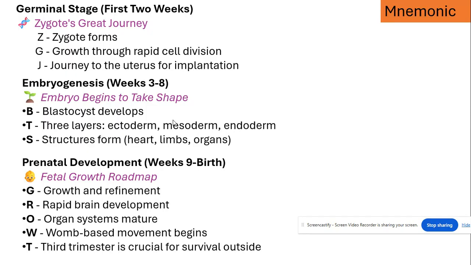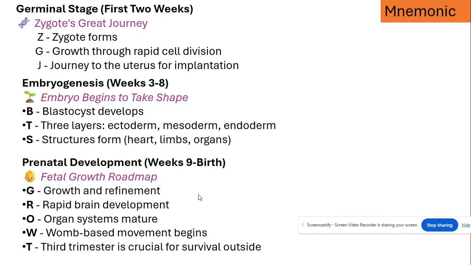Prenatal development is weeks 9 to birth. Fetal growth roadmap. Remember that. You just remember this little baby. First is the zygote's great journey. The embryo begins to take shape. Fetal growth is a cute little baby. So growth is growth and refinement, right? We already had rudimentary organs in embryogenesis. Now we are going to refine them. It's like we have already something in draft, and now we are going to release it. We are ready to publish something.